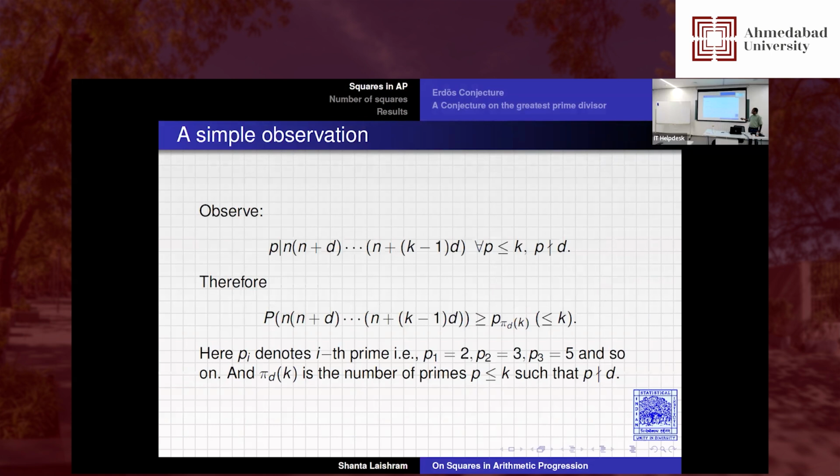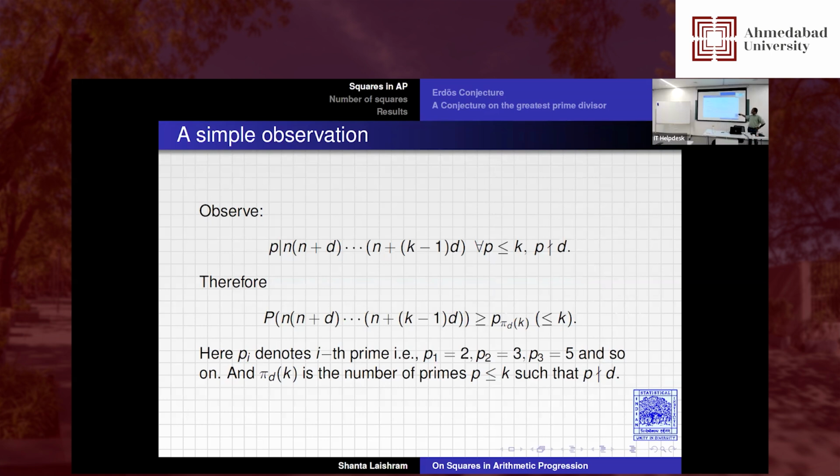I call p1 to be 2, p2 to be 3, and so on, the sequence of primes. And pi of k is the number of primes up to k. And pi of d, k is the number of primes less than k such that p doesn't divide d. So basically, every prime less than or equal to k which doesn't divide d divides this number. So the largest prime factor is no smaller than a prime which is at most k.